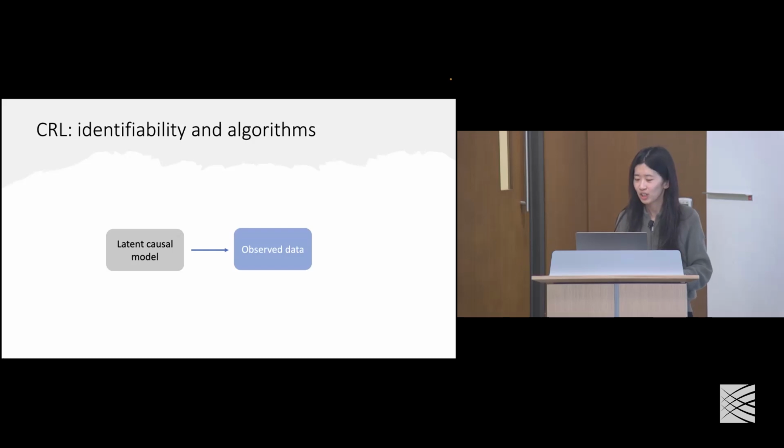I'll then talk about identifiability and algorithms in this setting. But before talking about that, I want to take a high-level view: what should we think about? What are identifiability and algorithms? How should we think about this in the general sense?